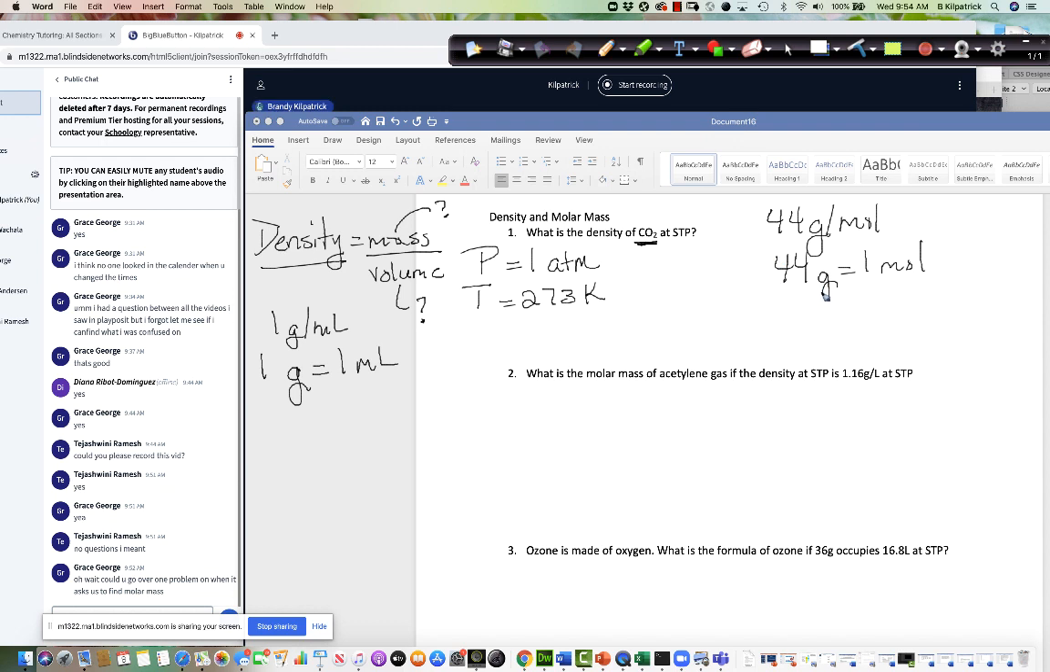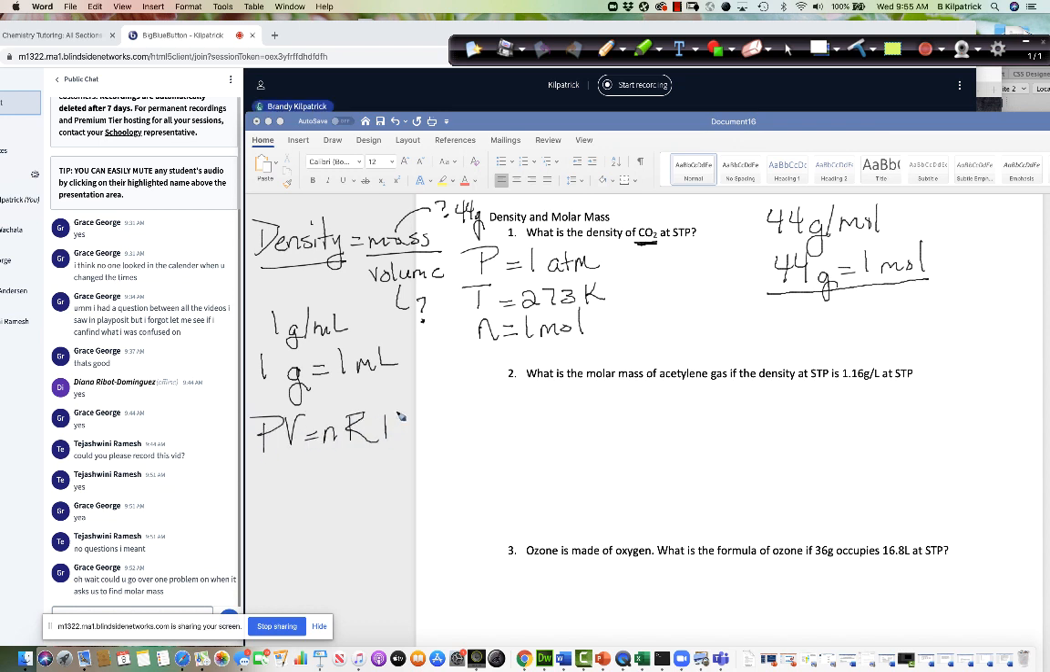So because I know this is a true statement, I could say my mass is 44 grams as long as I only have 1 mole. So I'm going to set my number of moles as 1. And if I have 1 mole, my mass is going to be 44. So now to get my density, I need my volume. Well, now I've got pressure, I've got a temperature, I've got a number of moles.